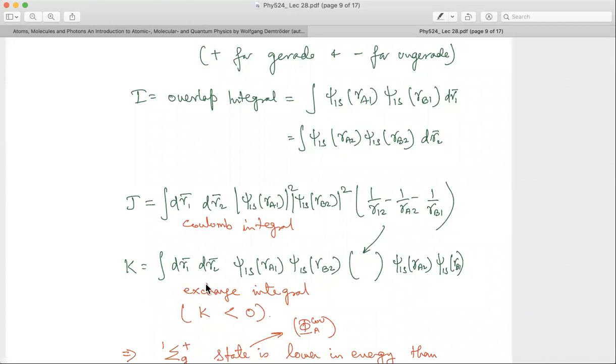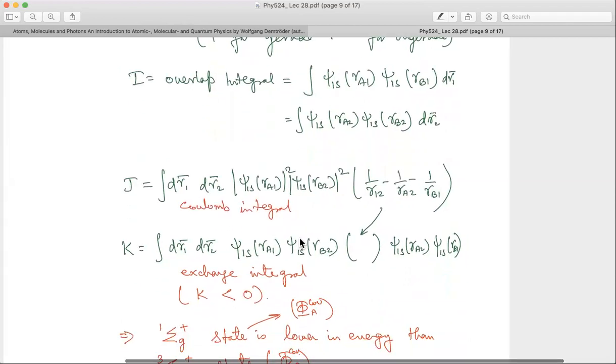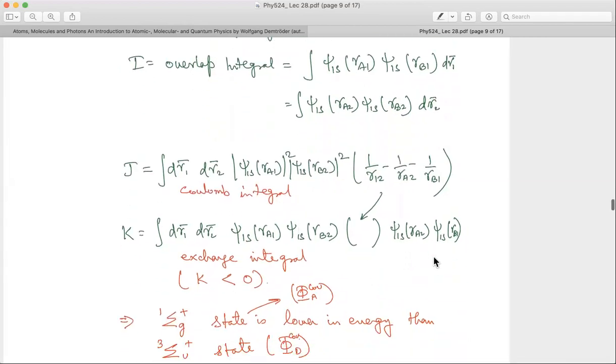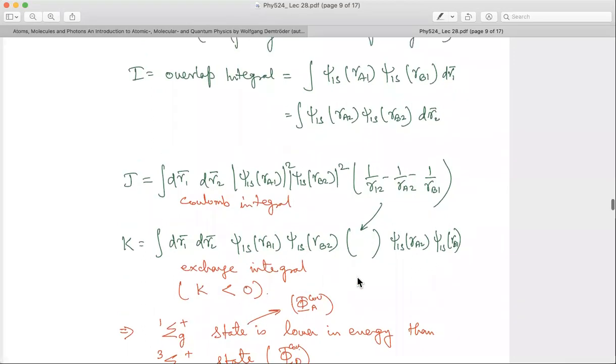So this integral is given by dr1 dr2, psi1s a1, psi1s rb2, times the same kernel 1 by r12 minus 1 by ra2 minus 1 by rb1, times two more wave functions, right? Because I'll have effectively a product of two wave functions, but each wave function again is a product of two wave functions because I've constructed a multi-particle wave function, so four wave functions basically. Okay, so that's the exchange integral, and this turns out to be less than 0.